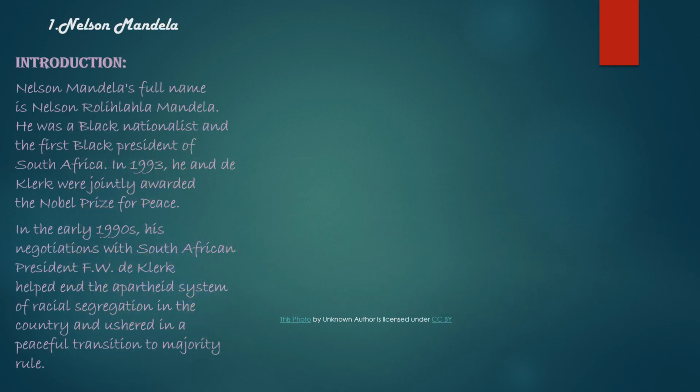First, Nelson Mandela. He was a black nationalist and the first black president of South Africa. In 1993, he and de Klerk were jointly awarded the Nobel Prize for Peace. In the early 1990s, his negotiation with South African President F. W. de Klerk helped end the apartheid system of racial segregation in the country and ushered in a peaceful transition to majority rule.